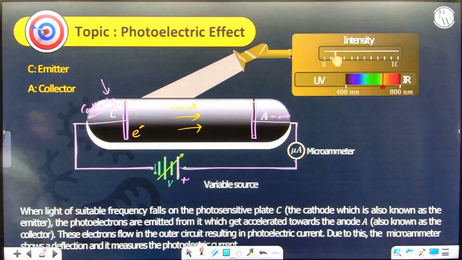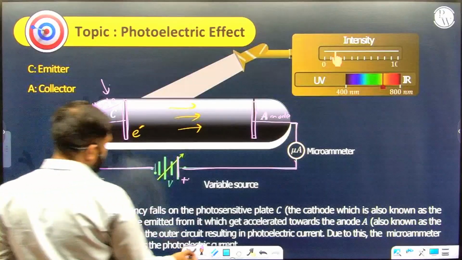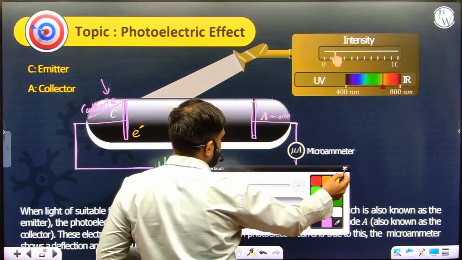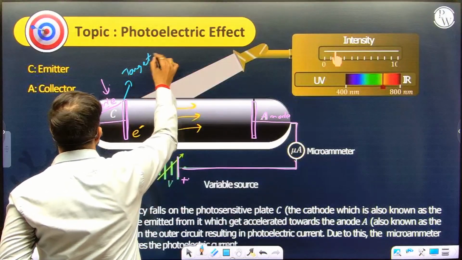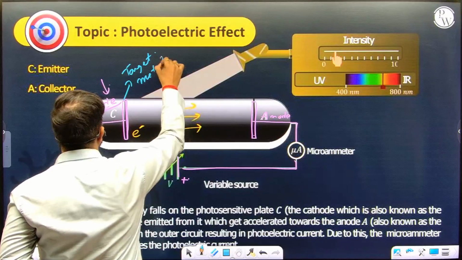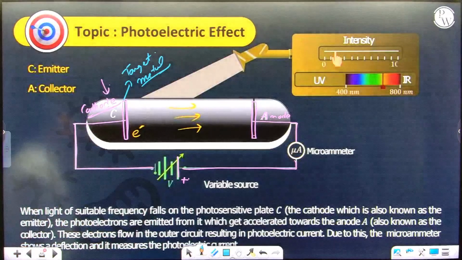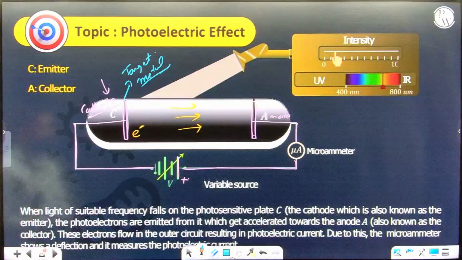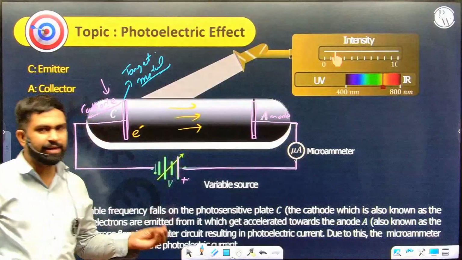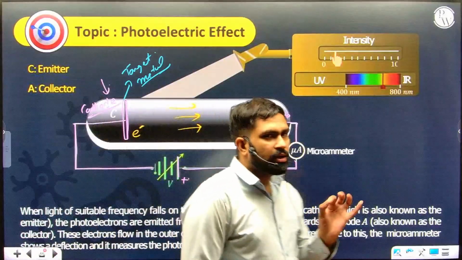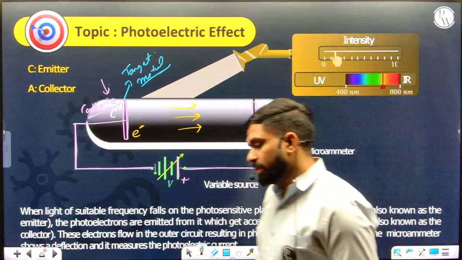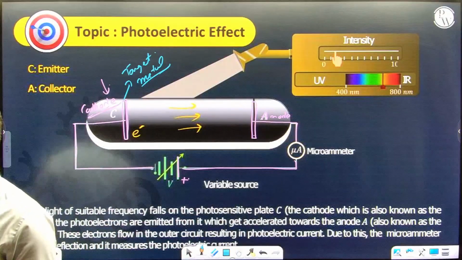The cathode is our target metal, or we can say it's our emitter metal basically. On this target metal we are going to strike the photons, which will do the photoelectric emission. Now here we have applied a variable source so that I can adjust the voltage as per the requirement of our experiment. So what do they say? There is a plate, the cathode plate, and this is the target metal. We are studying this.